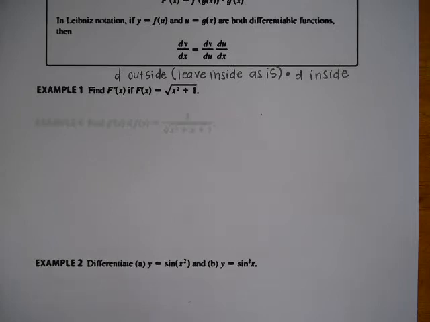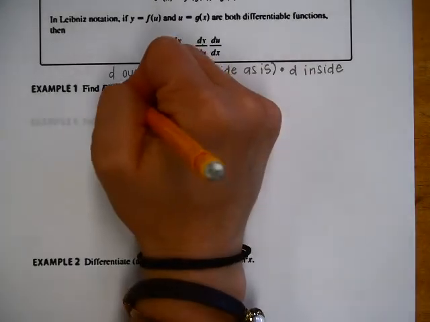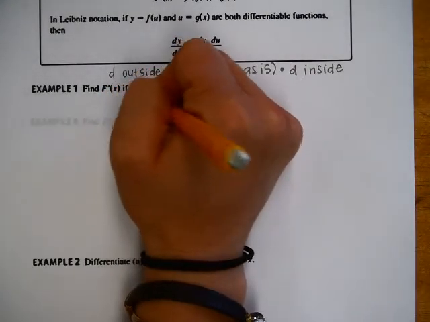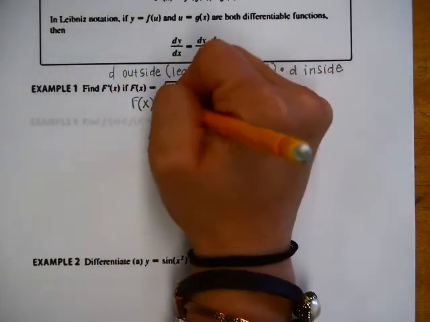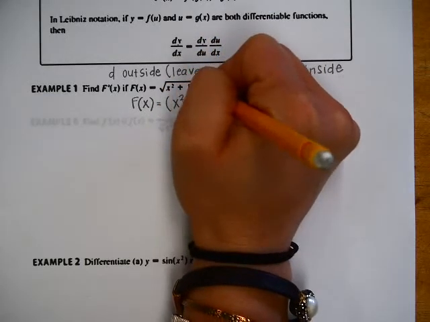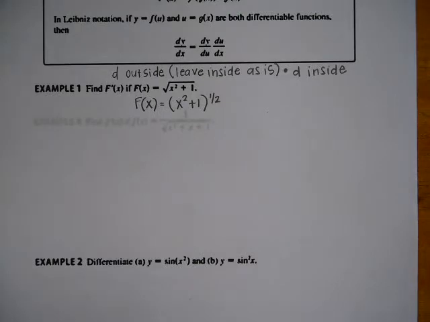So we know that the square root of x squared plus 1 can be rewritten as (x squared plus 1) to the 1/2. Okay, f of x equals (x squared plus 1) to the 1/2. So power over root. So now you are going to do the chain rule and take the derivative of this.